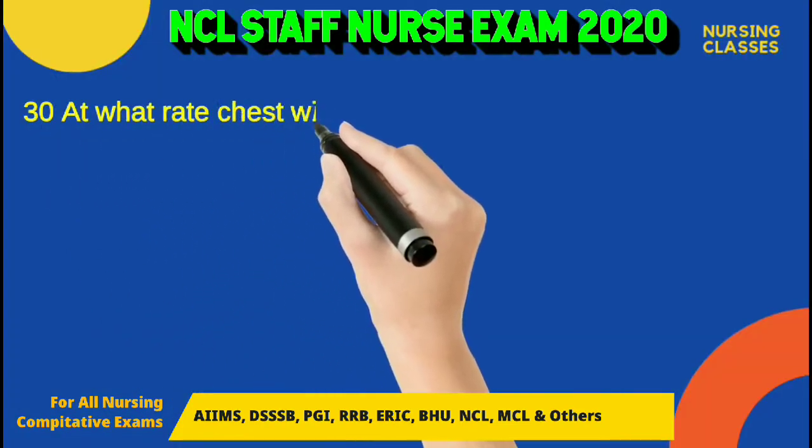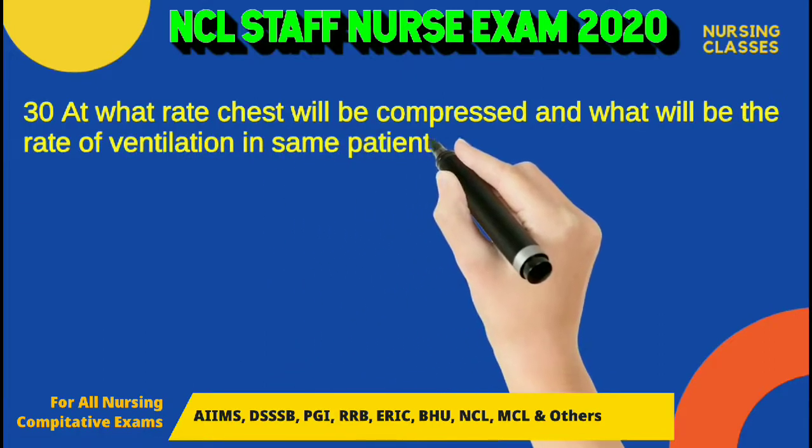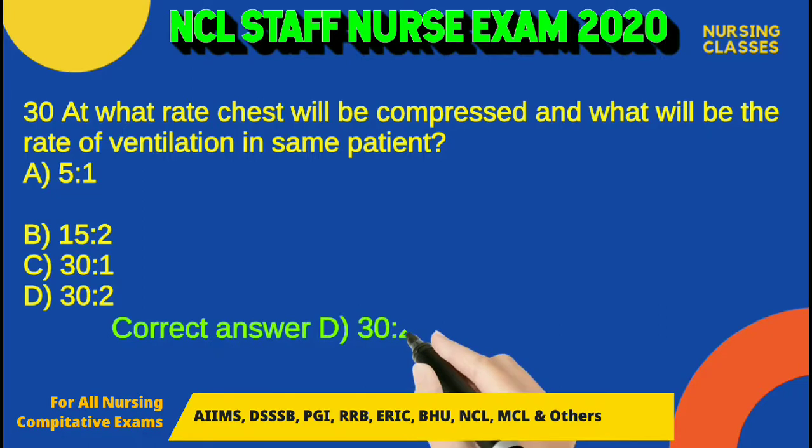30. At what rate will the chest be compressed and what will be the rate of ventilation in the same patient? A. 5:1. B. 15:2. C. 30:1. D. 30:2. Correct answer D. 30:2.